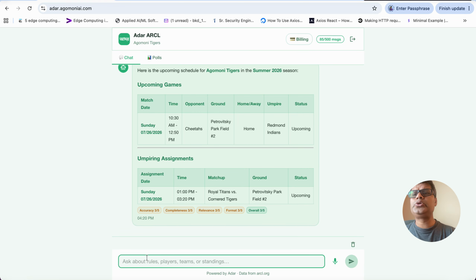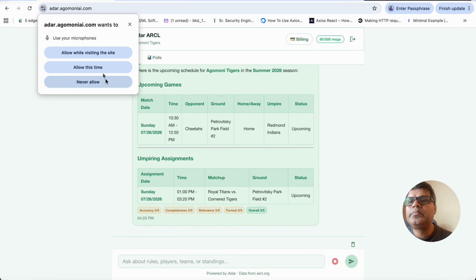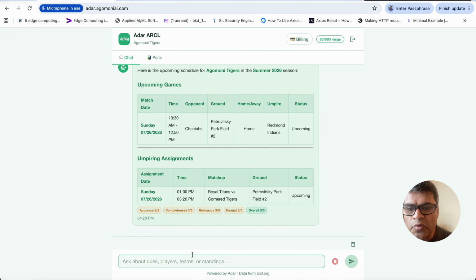Now I will quickly show you that the assistant does not only support text, it supports voice as well. It's a multimodal system, right? So both speech and text are supported. If I ask a question using speech, I can expect the answer using speech as well, right? So let me ask the question one time. What is the wide rule in ARCL?